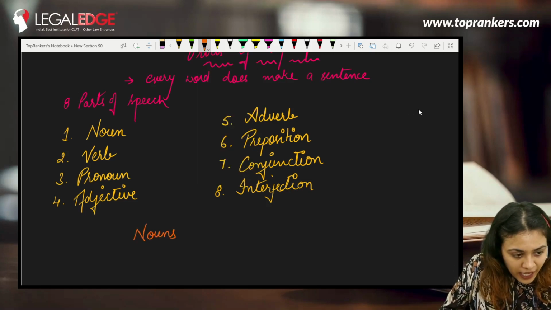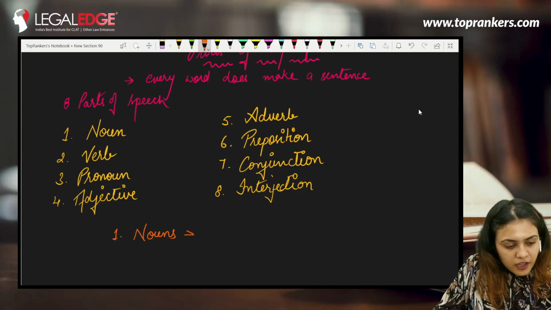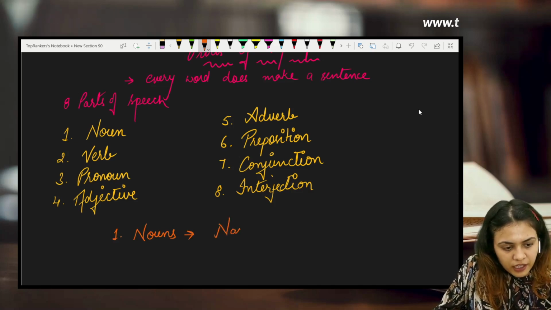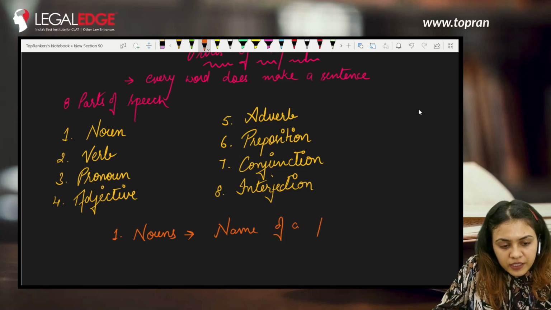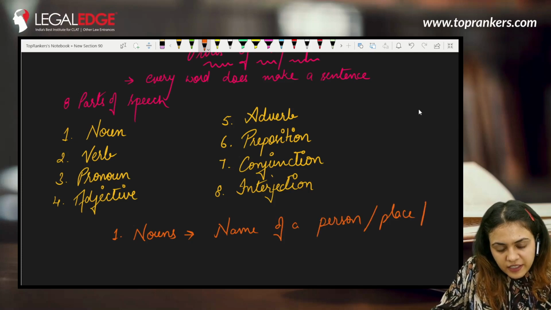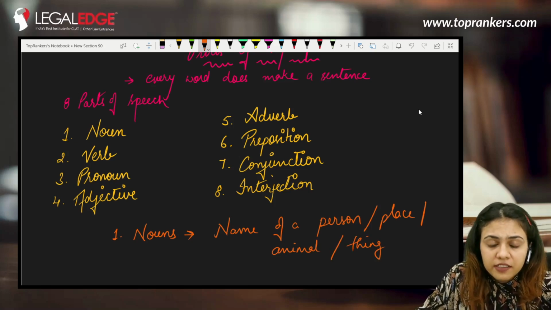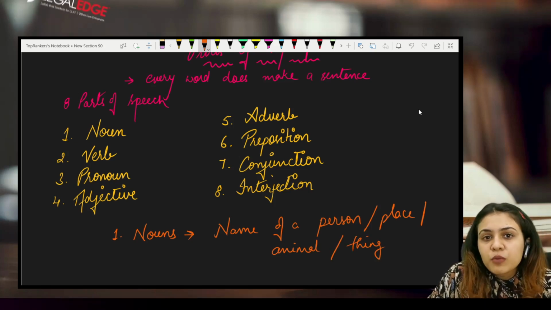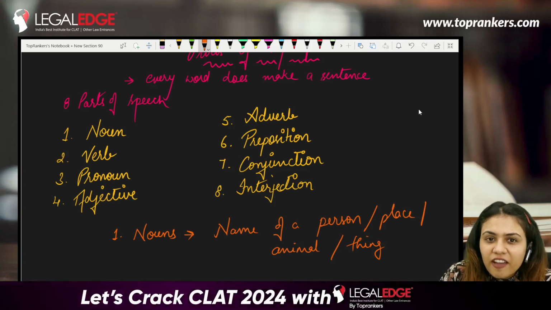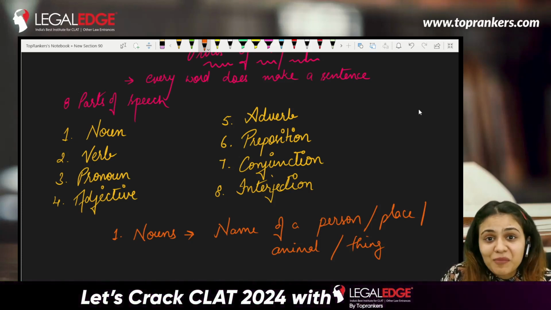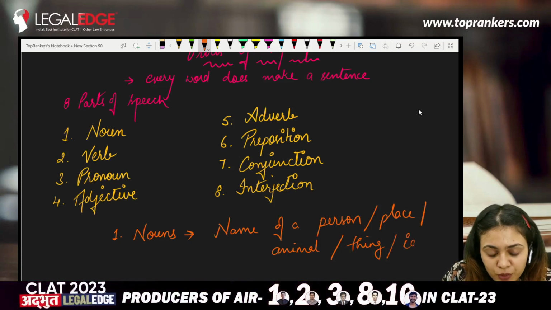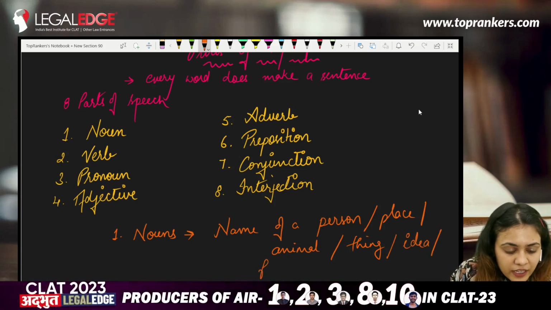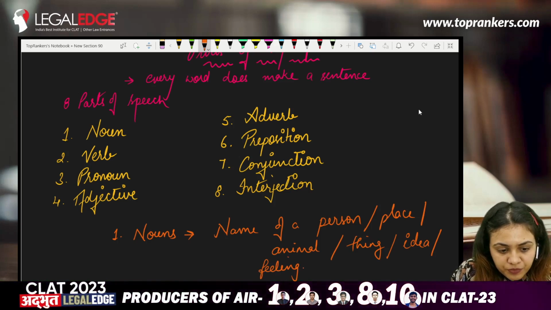The easiest one again, name of a person, place, animal, thing. What else? Is it just these 4 categories? Or does noun entail more things? Of course it does. Everything in this universe has a name, right? So, name given to an idea or a feeling is also a part of noun.